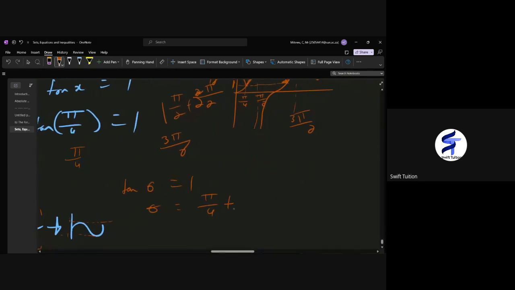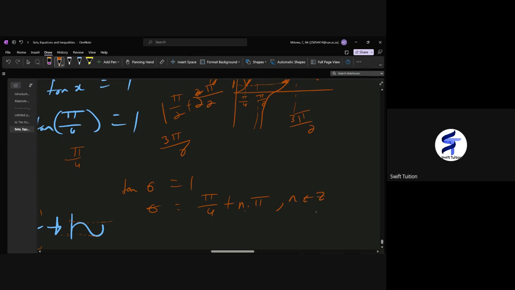So we can say plus, and then they sometimes use n, they sometimes use k. I'll use n this time. Plus n multiplied by the period. To complete a full period is going to take pi, so n multiplied by pi, and that's going to be the full period. And then I'm going to specifically say that n is an element of integers.